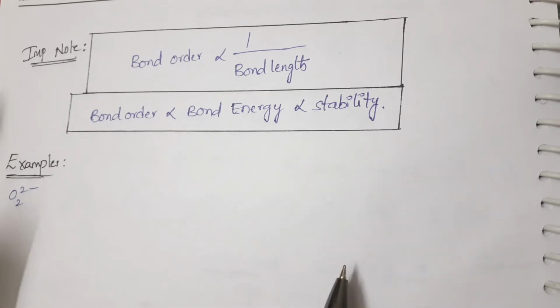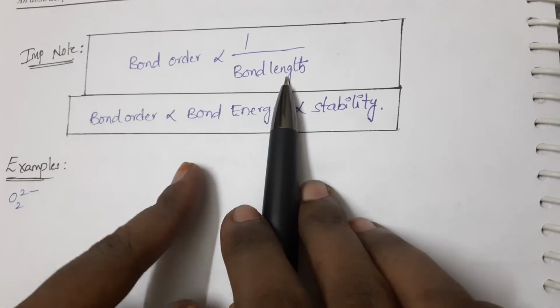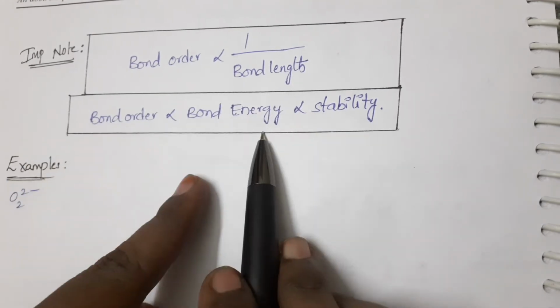Moving to the next, we have two very important formulas: bond order is related to bond length, and bond order is also related to bond energy and stability.